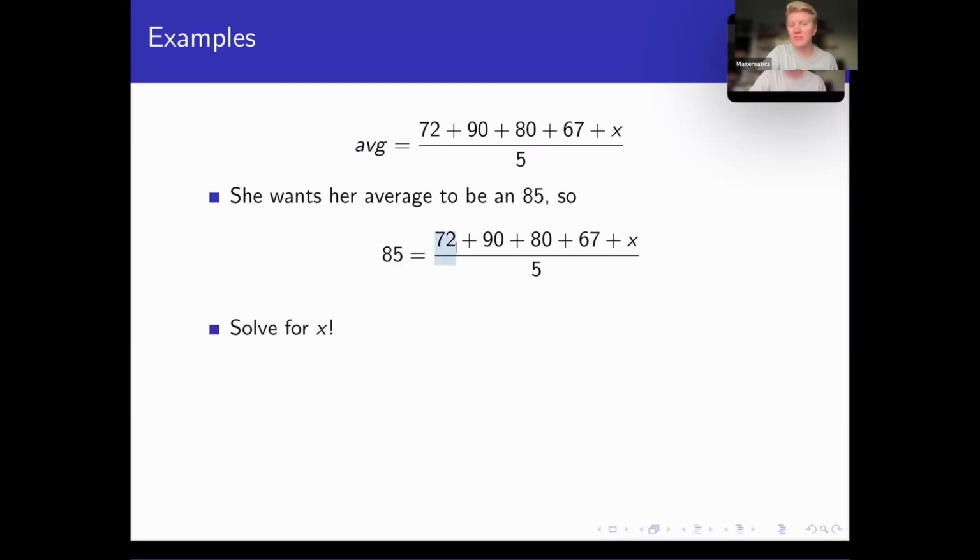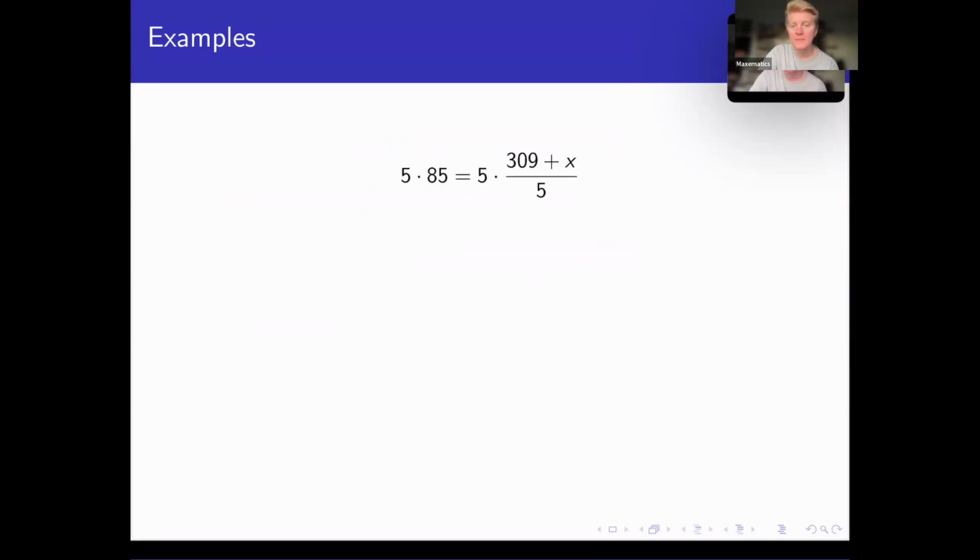Let's add 72 plus 90 plus 80 plus 67. That is 309. Well, we don't like fractions. Let's get the fraction out of here. So let's multiply both sides by 5. 5 times 85 is 425. 5 cancels out that 5. And now we can subtract 309 on both sides to get 116. So this student would need a 116 on her 5th exam to have an 85 exam average.